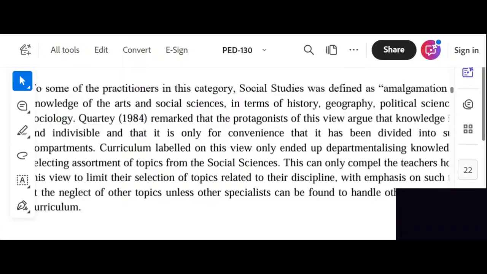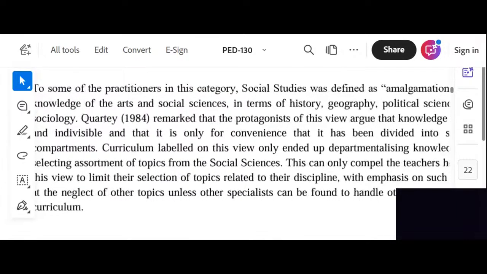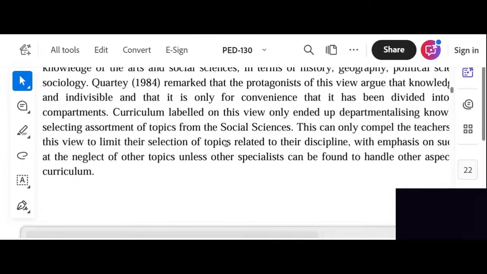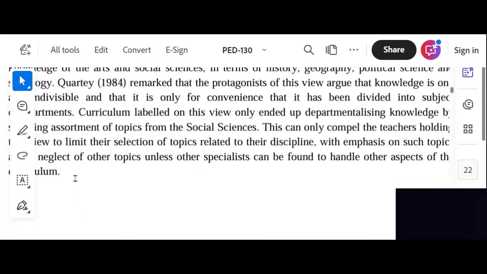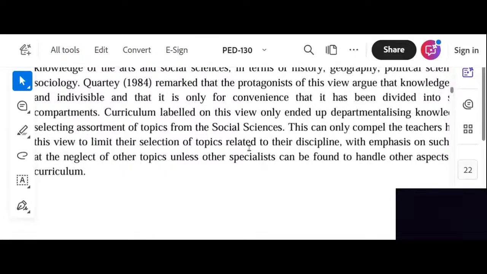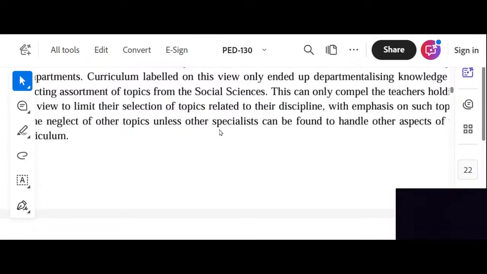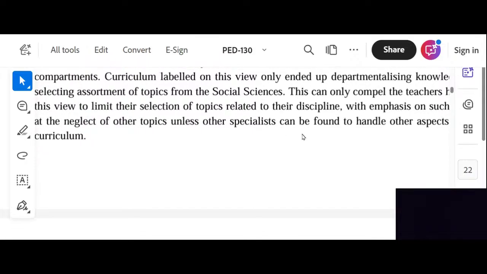So curriculum labeled on this view only ended up departmentalizing knowledge by selecting assortment of topics from the social sciences. This can only compel the teachers holding this view to limit their selection of topics related to their discipline, with emphasis on such topics at the neglect of other topics, unless other specialists can be found to handle other aspects of the curriculum. Do you know what they are trying to say in a clearer picture?